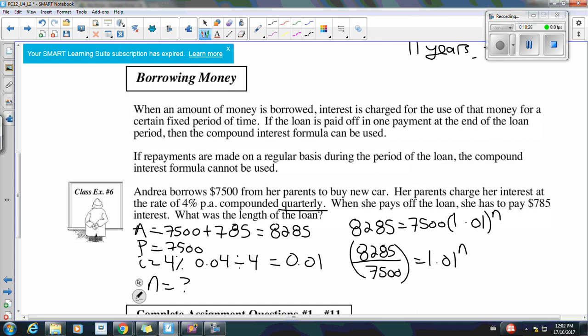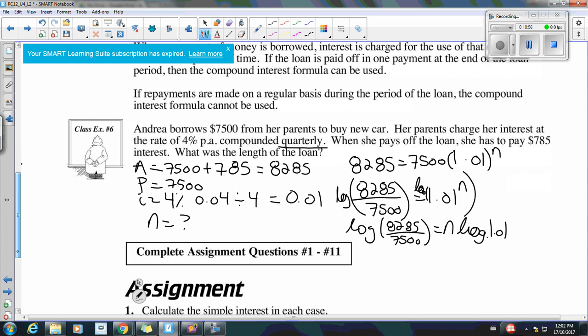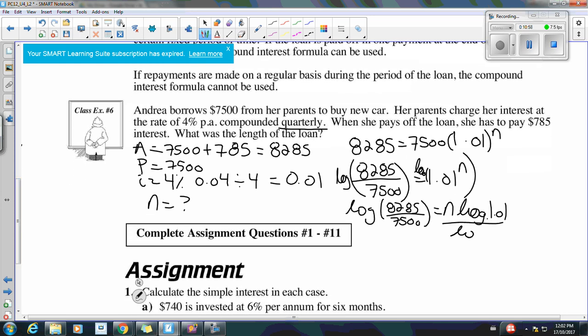Again, I have two choices. I could take the log of both sides, or I could change form. Either way, here I'll take the log of both sides. So when I take the log of both sides, I have the log of, you could change this to a decimal if you wanted, equals n times the log of 1.01. Now if I divide by log of 1.01, I get that n is equal to 10.